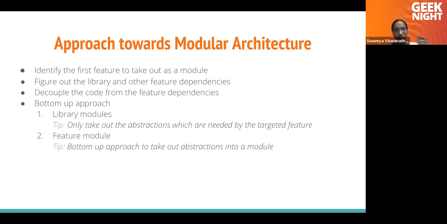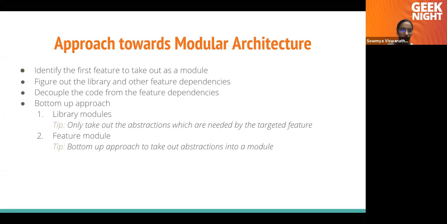Because there are two types of dependencies. The library dependencies will be used by all the features, and then there are feature to feature dependencies. Now we have to start decoupling the code. To decouple the library modules, like for both the decouplings, we have to follow a bottom-up approach.